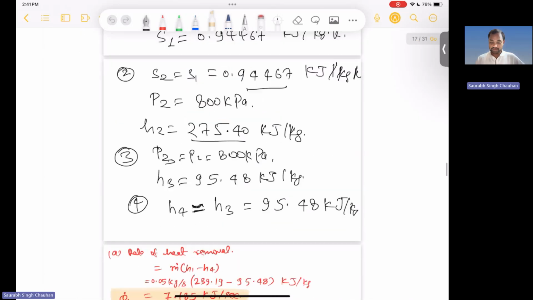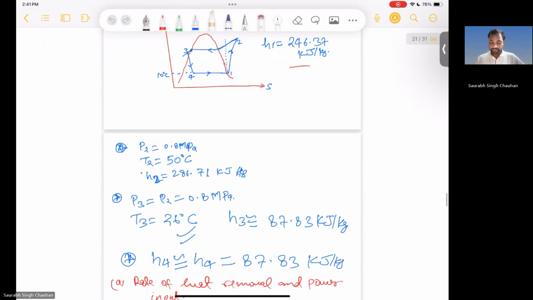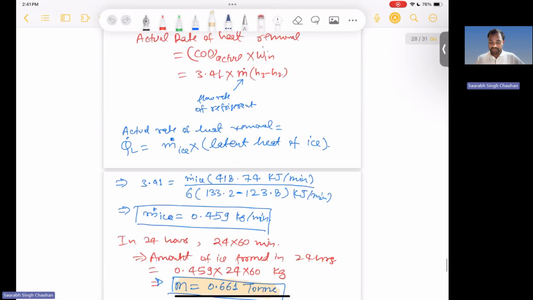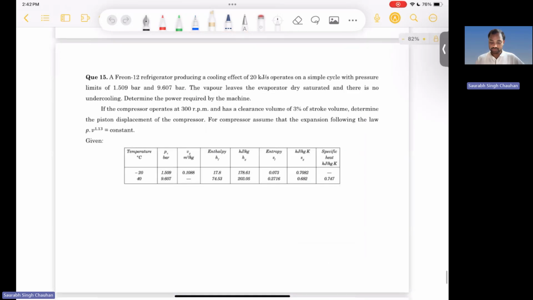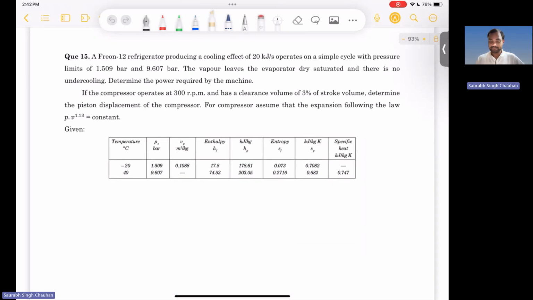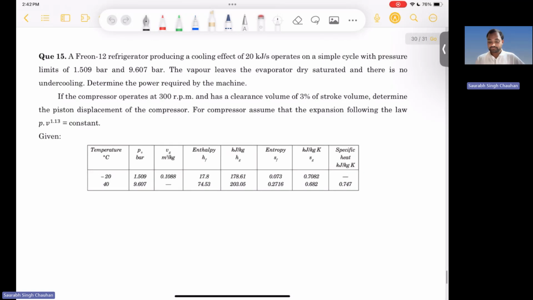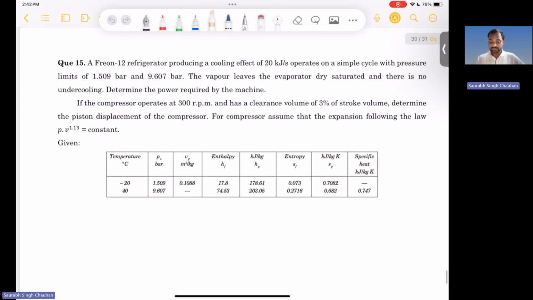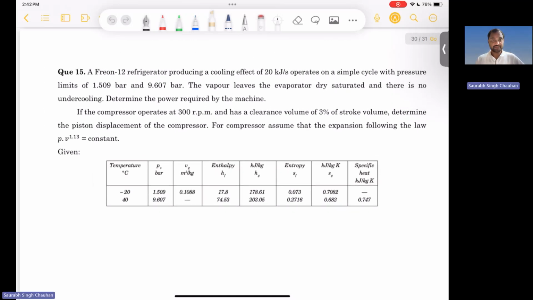Then we solved some numerical questions. And this last question we will solve after we have studied the compressors. Please note down this question.